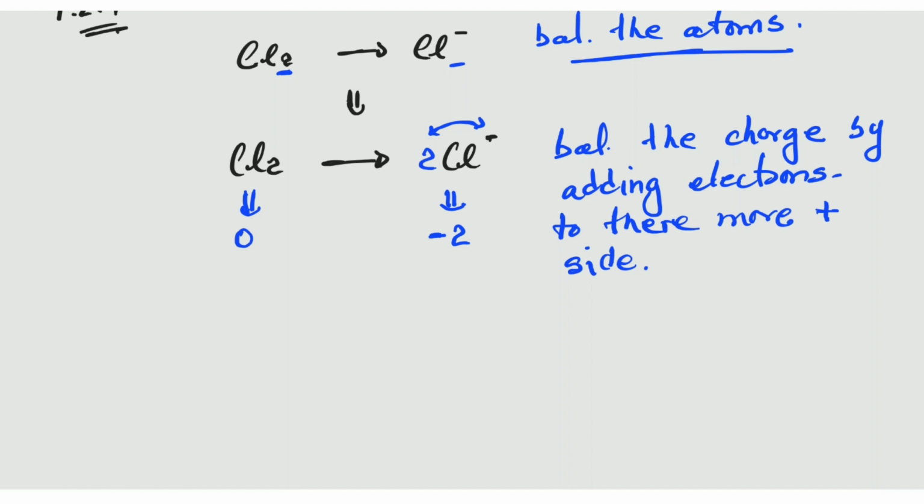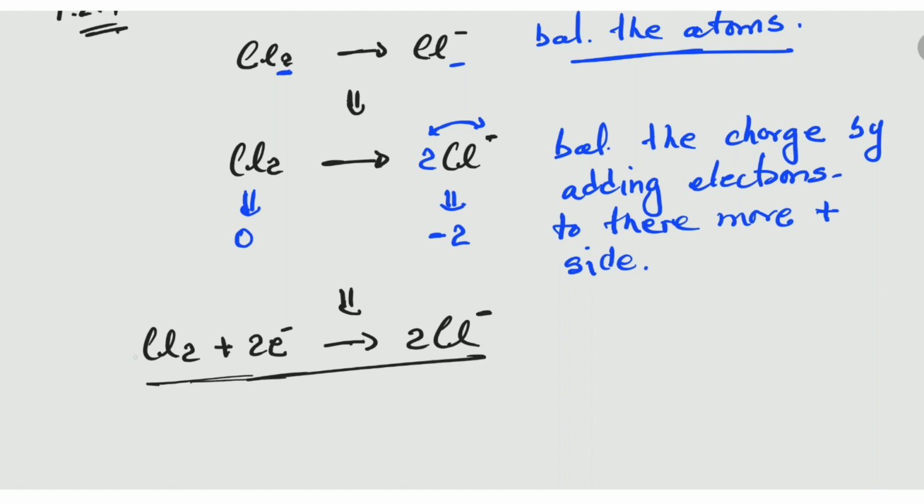We have to balance. We're going to add electrons to the more positive charge. Remember, it doesn't mean that it must be 0. It must be balanced, equal. So we have to add electrons to the left-hand side. How many? Well, if the charge must be -2 and I have a 0, this is simple math, I must add 2 electrons. So from here, what will I have? I'll have Cl2 plus 2 electrons. That will give me 2 Cl minus. This one is the reduction half reaction.